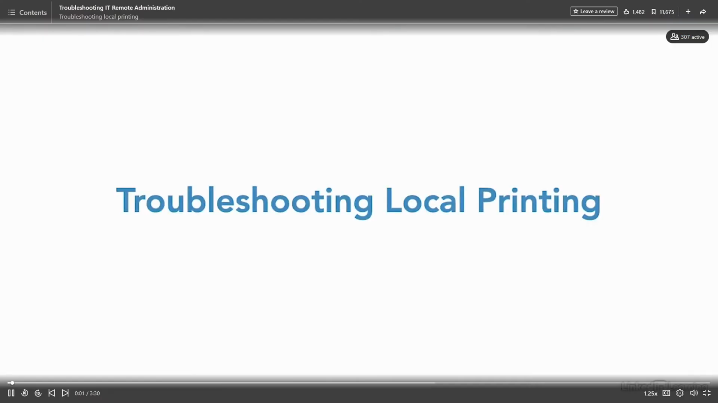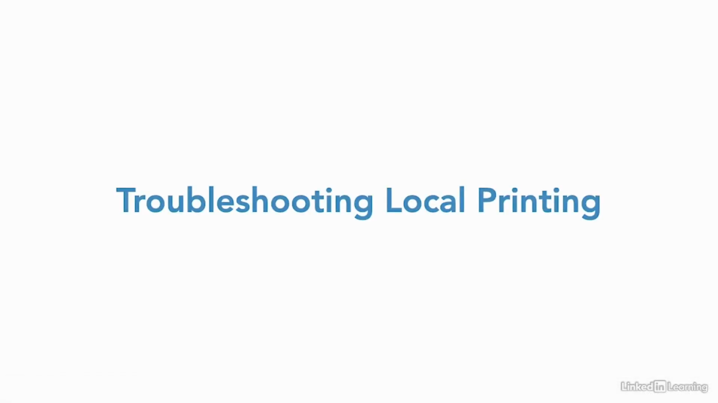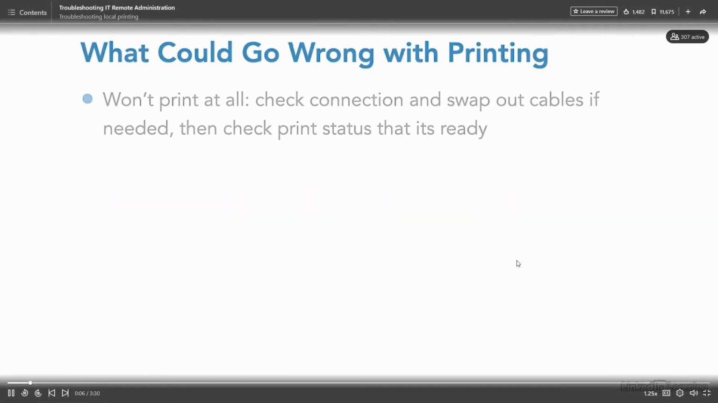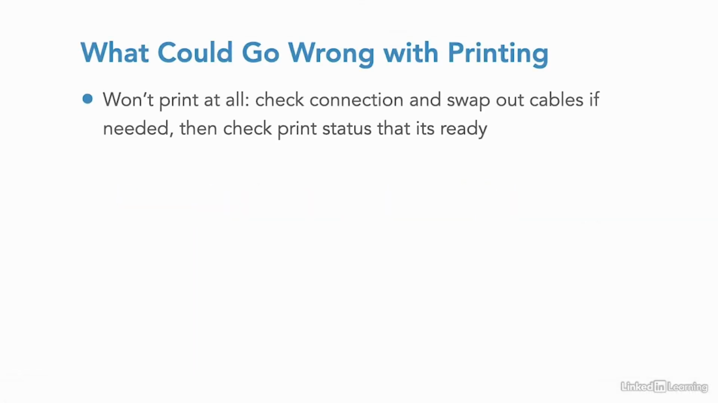There are many different things that can go wrong with printing from a home office. Let's take a look at some of those, such as it won't print at all, and the fix for that may be to check the connection and swap out the cables if needed. Check print status that it shows up as green and ready. You could be printing to the wrong port. You may be trying to print to a network printer, but you need to be printing to a USB printer. Go ahead and change the port in the printer properties.